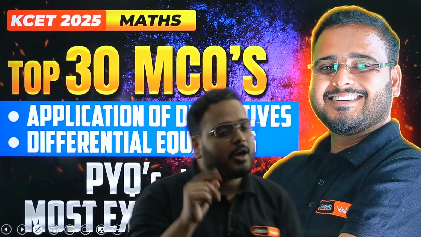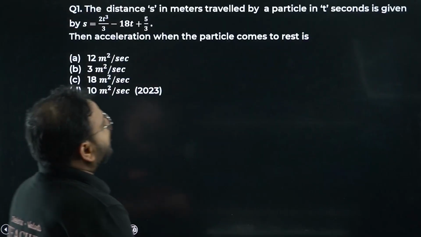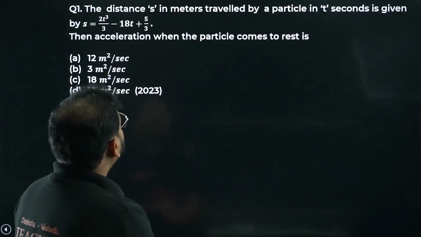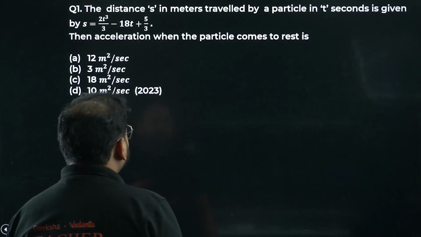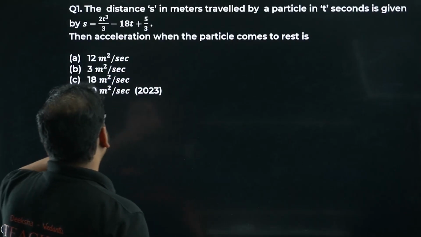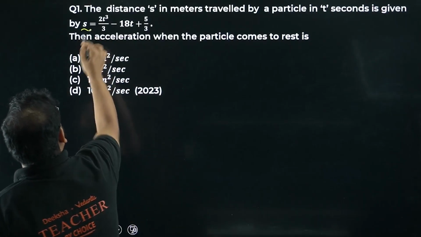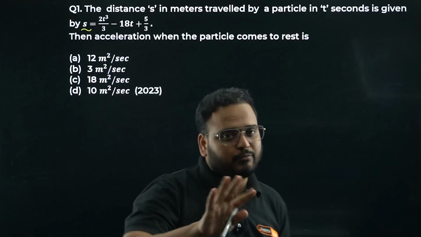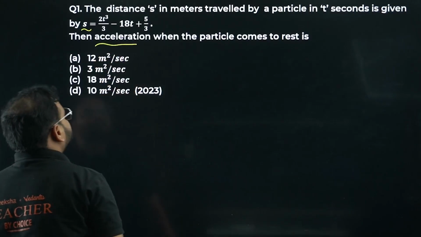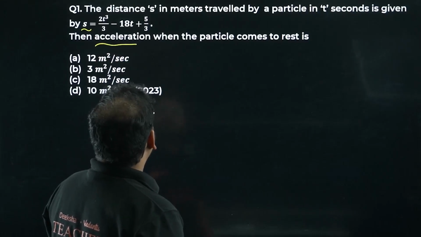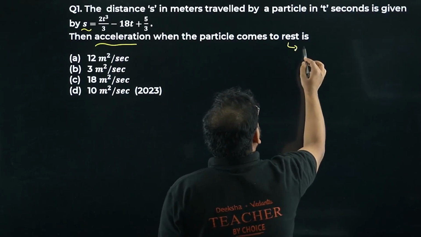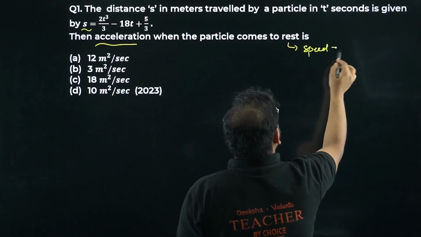So let's start with the first question. Question number 1 is on AOD first. We'll solve the questions on AOD, then we'll move on to differential equations. The distance s in meters traveled by a particle in t seconds is given as a function. Basically distance is given here, but we have to consider the displacement function because we are talking about acceleration. So the acceleration when the particle comes to rest, means speed is now 0.